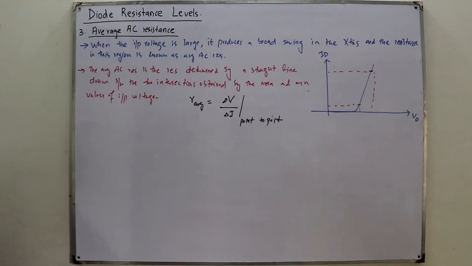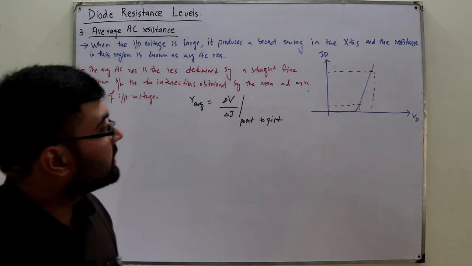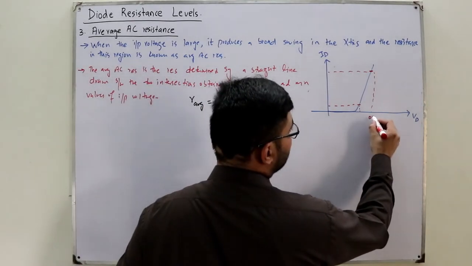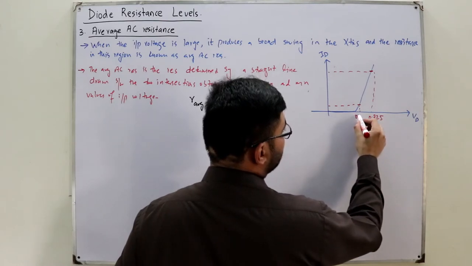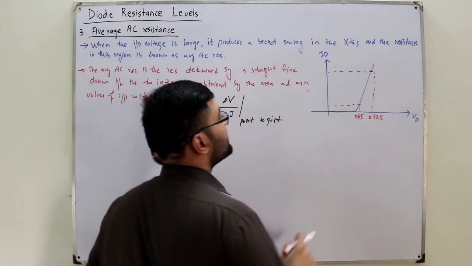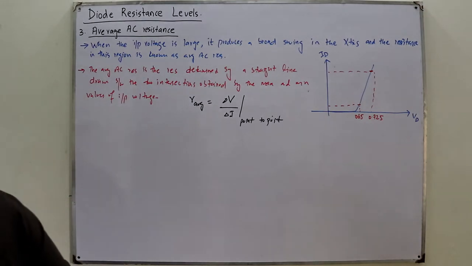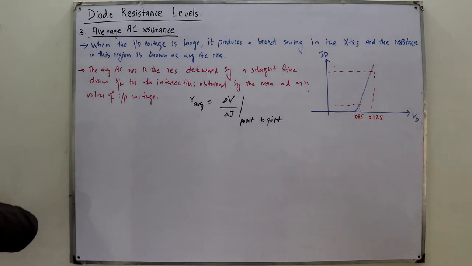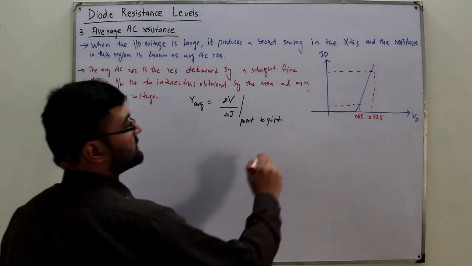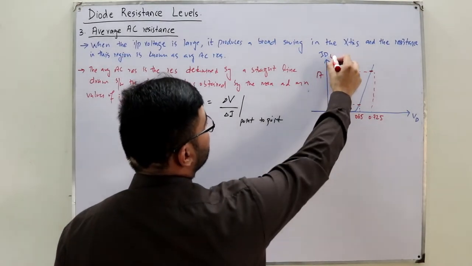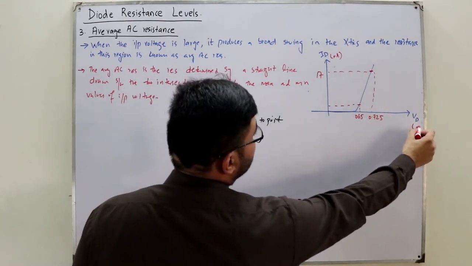So let's say we consider the figure. We are given a figure where this point is shown to be 0.725, and this one is 0.65. These are the two voltages, and the corresponding currents shown are 2 milliampere and 17 milliampere. So this is 17, in milliamperes, this is in volts, and this is 2.